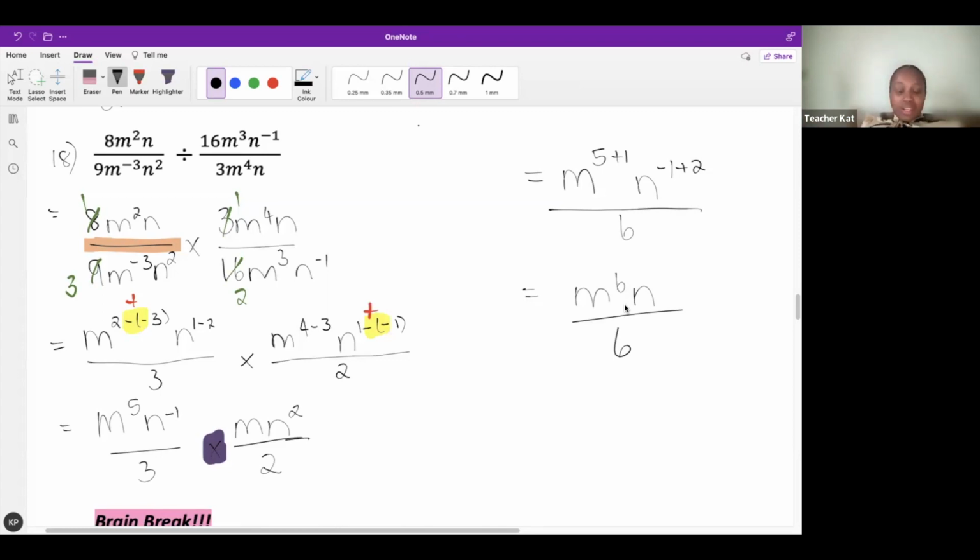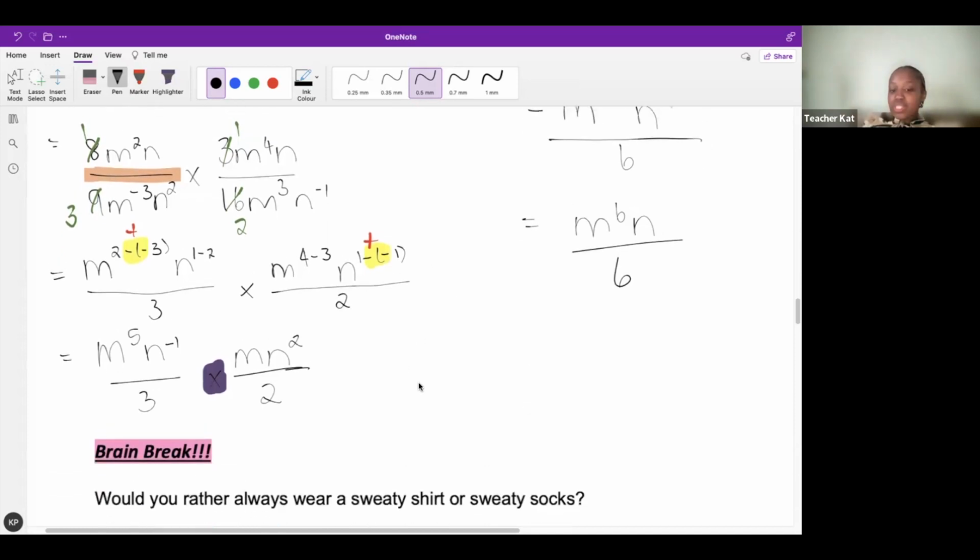Okay. Let's go to our brain break. Is anyone talking to me today for the brain break? Oh, hello, Charlie. Hi. Charlie, tell me, would you rather always wear sweaty shirt or sweaty socks? Shirt. It's gonna stick on you. But my socks gonna smell like feet, which is stronger than the shirt. So you're scared of smelly feet. I love it. Oh my goodness. Okay. Thanks, Charlie.